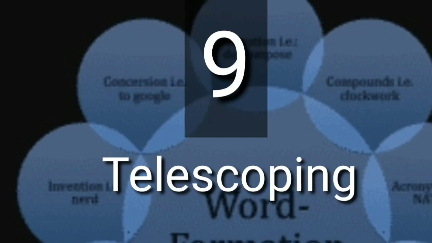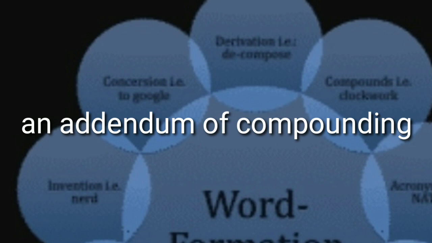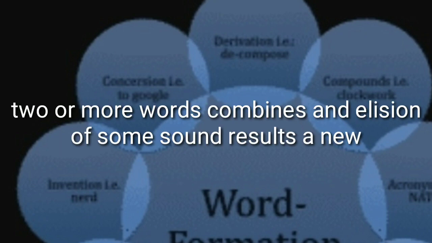And the next process, that is telescoping. This process is an addendum of compounding. Same as the syncopation, there is an elision of words, but here we have an extra process that with elision they have addition too. Two or more words combined and there happens an elision of some sounds. Then it forms a new word.